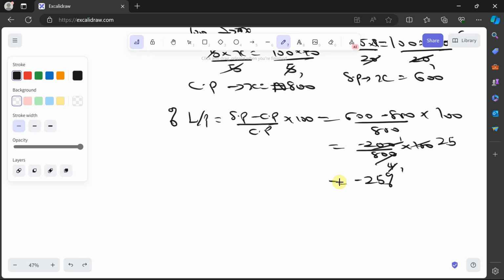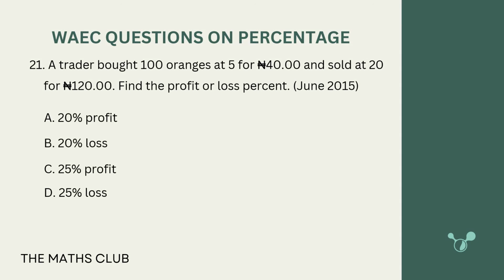Because it is a negative value, we know that it is a percentage loss. Simple and short. Let's see if our answer is correct. So that should be 25% loss, which is option D.